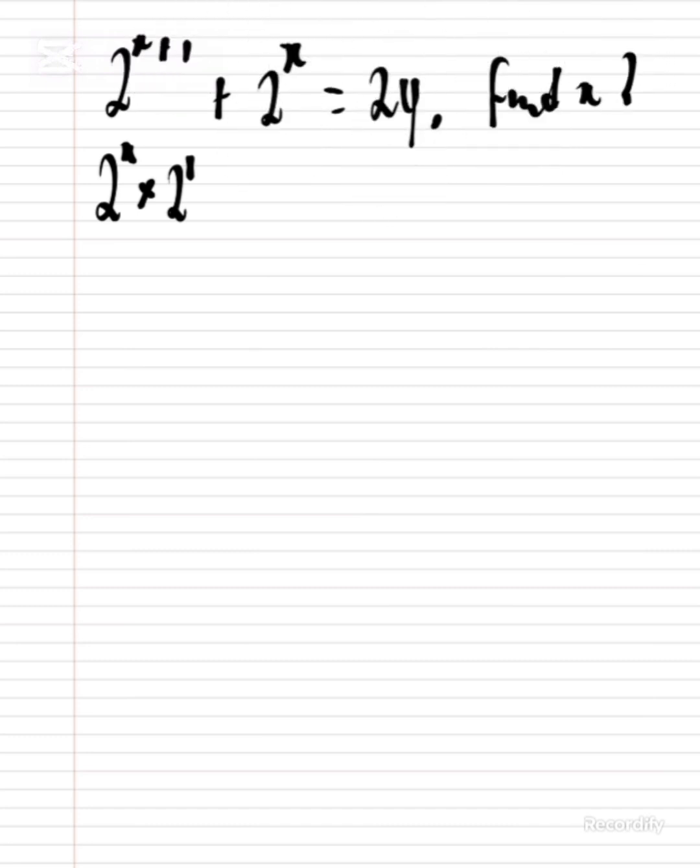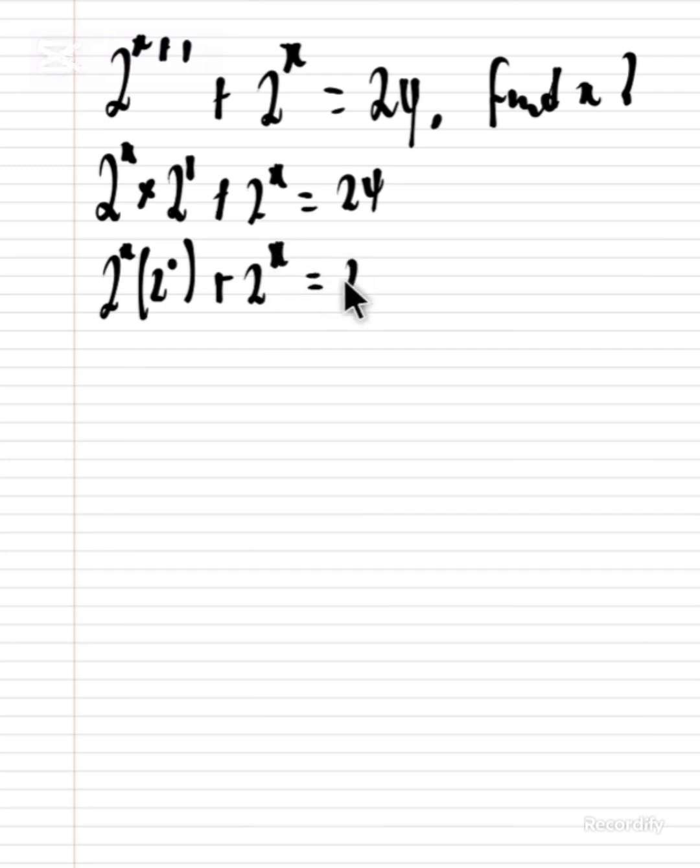Now, guys, plus this, that is 2 to the power of x. So I'm having plus 2 to the power of x equals 24. Note that I cannot express this in the form of 2 because 2 to the power of 2 is 4, 2 to the power of 3 is 8, 2 to the power of 4 is 16, 2 to the power of 5 is 32. You can see I cannot obtain 24. What I'm going to do now is, this is the same thing as 2 to the power of x into bracket 2 to the power of 1 plus 2 to the power of x, all equals 24.